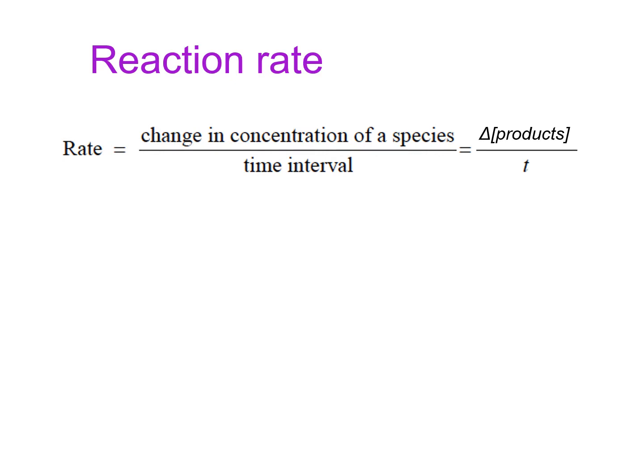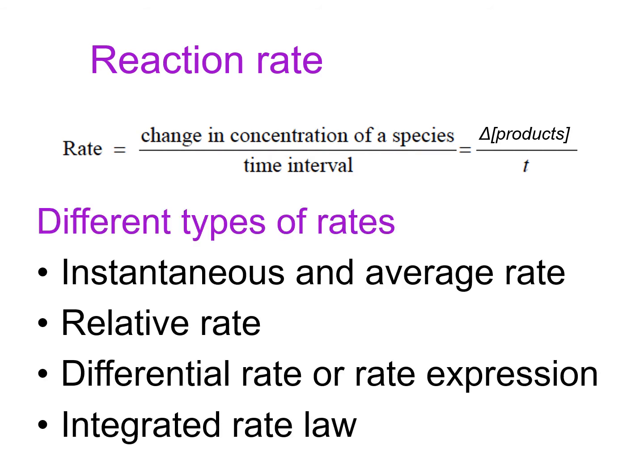So the last thing we covered in the first video was the definition of rate as the change in the concentration of a species. For example, it could be the products, but we could also calculate the change in the concentration of the reactants over a certain time interval. So this is a definition of rate, but there are actually different types of rate that we could be interested in studying. So we have the instantaneous rate, and we covered that in the other video. The average rate we will cover in this presentation, as well as the relative rate and the rate laws.